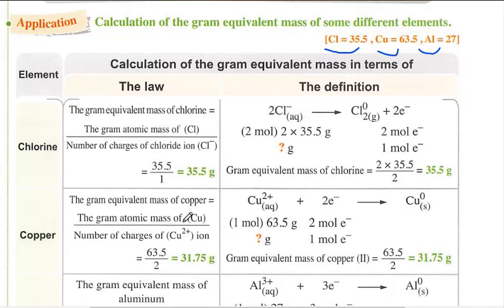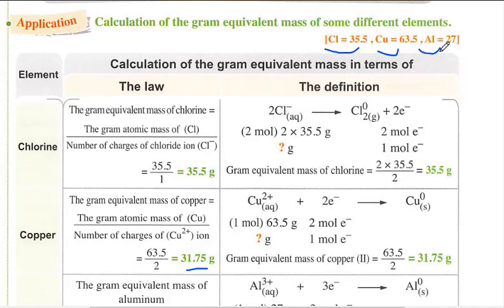Another example, copper. The atomic mass equals 63.5, and copper's common oxidation state is positive 2, so we have to divide the atomic mass over the charge of the copper. 63.5 over 2 equals 31.75, which is the equivalent mass of copper.